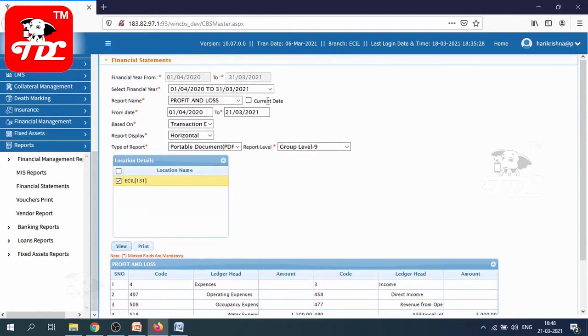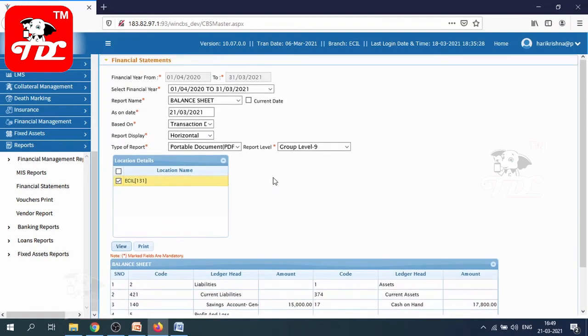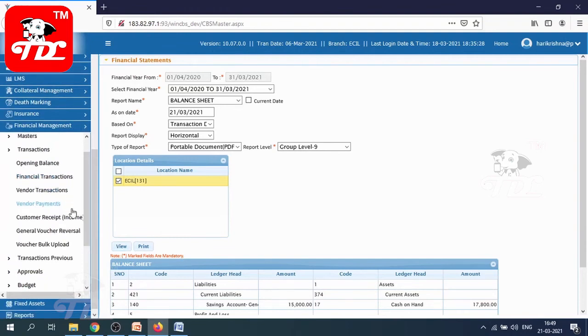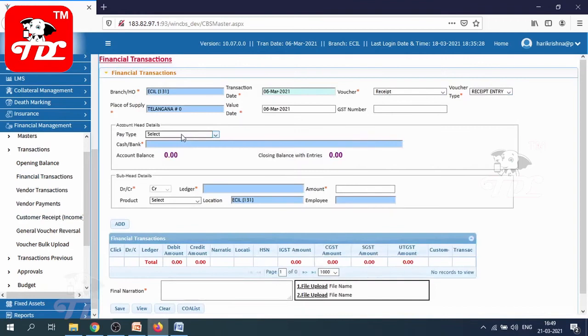Now we will generate the balance sheet and verify. Previously it was showing a loss, now it is showing a profit. Profit will be on the liability side, and if it is a loss it will be on the asset side. Now we will post one more entry and select bank, not cash. So I'll post one more transaction as an income. Income means receipt only, a receipt entry. This time I'll select bank because the income has been received in the bank, not as cash.